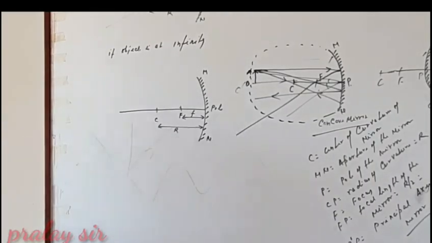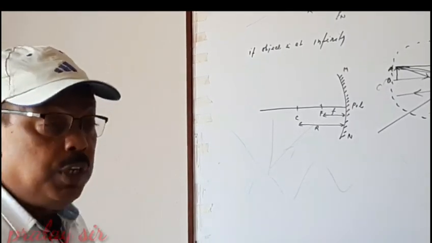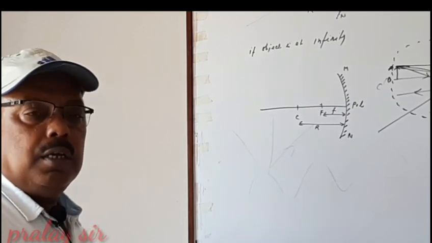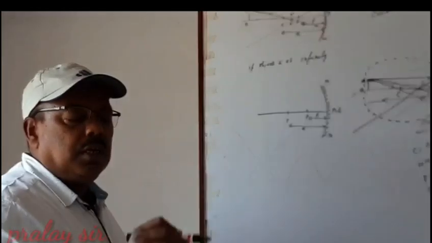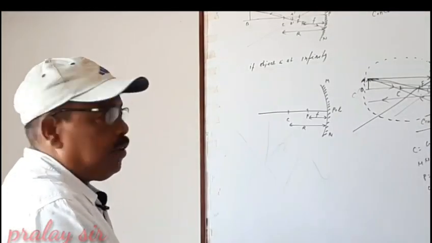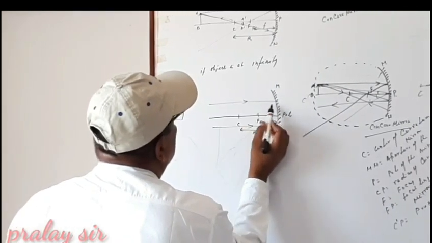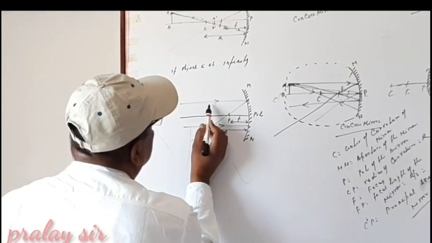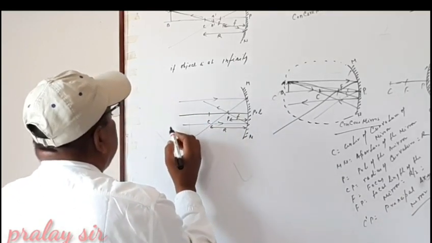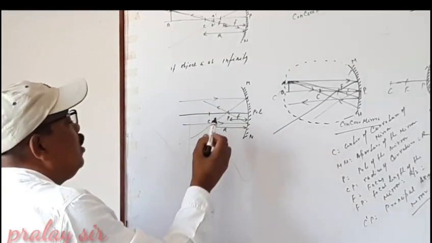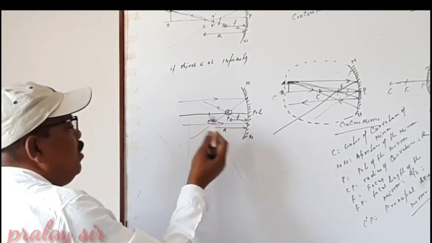A ray coming from infinity is always parallel to the principal axis, and we know that after reflection, the ray which is parallel to the principal axis passes through the focus. If the object is at infinity, here we are watching that the image is formed at the focus, and it is highly diminished, inverted but real.